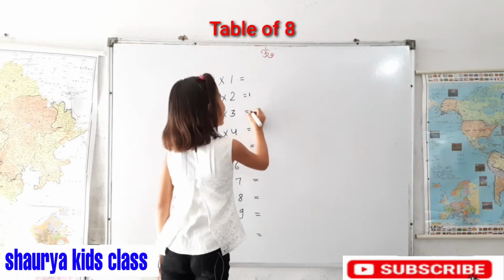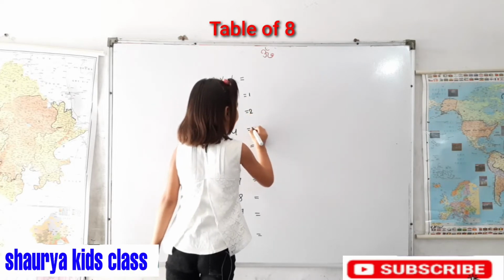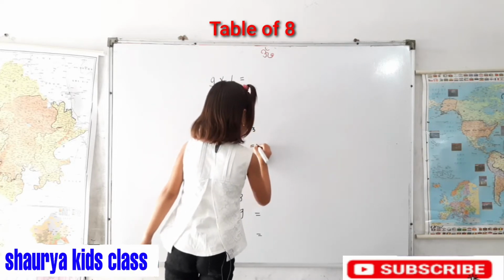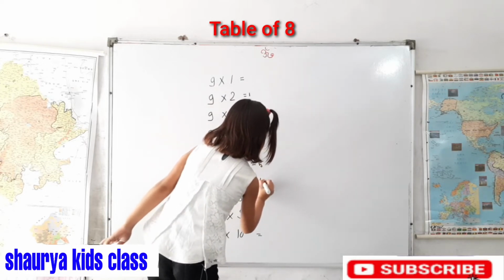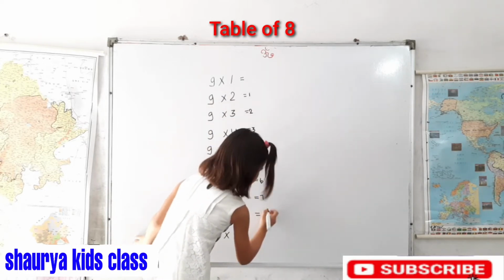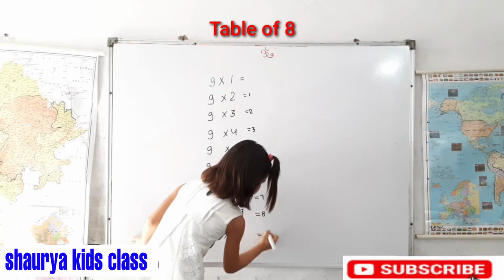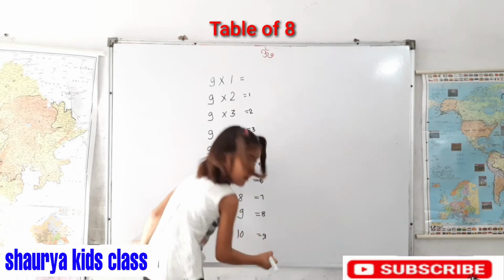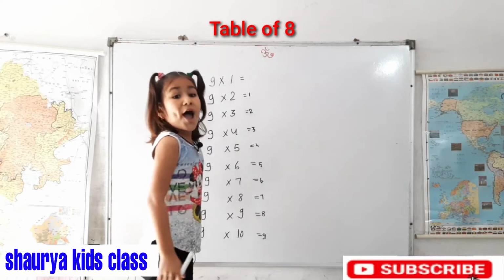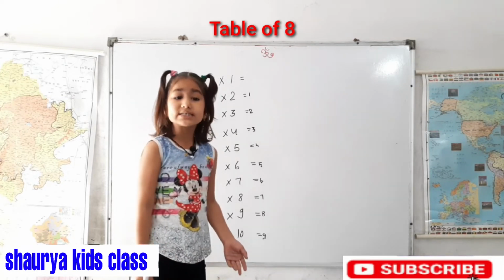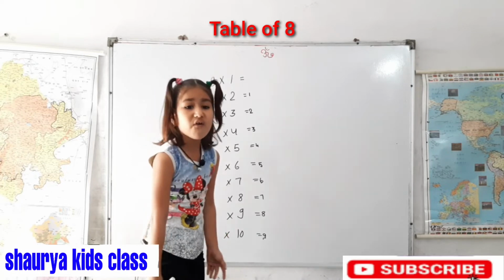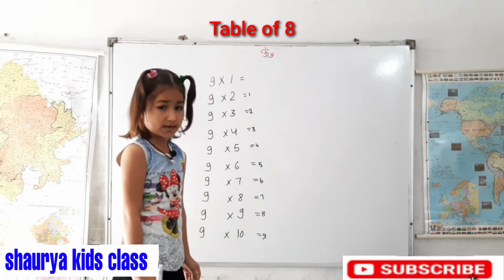1, 2, 3, 4, 5, 6, 7, 8, 9. Now we will write words counting from 0 to 9.